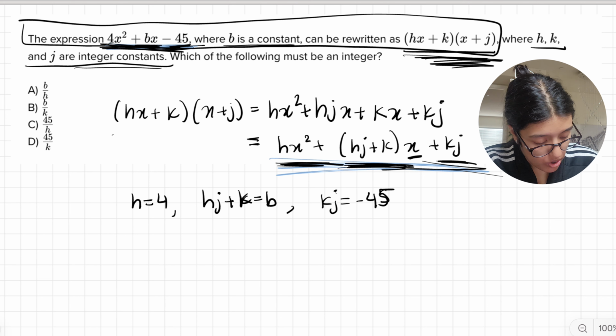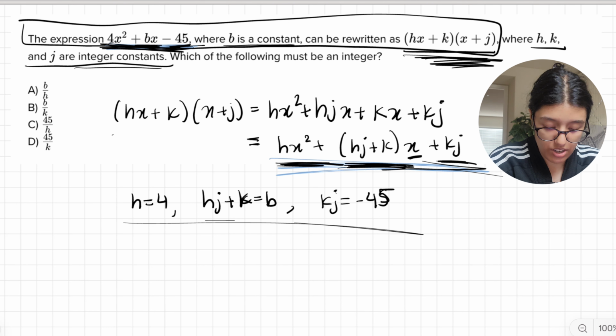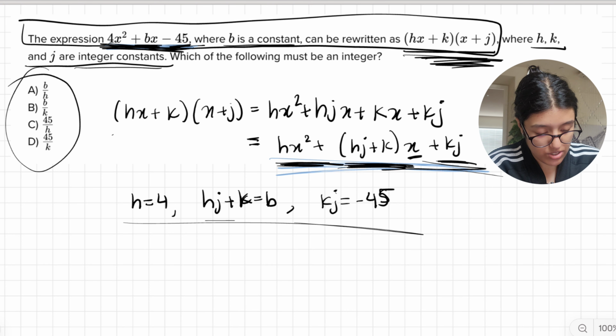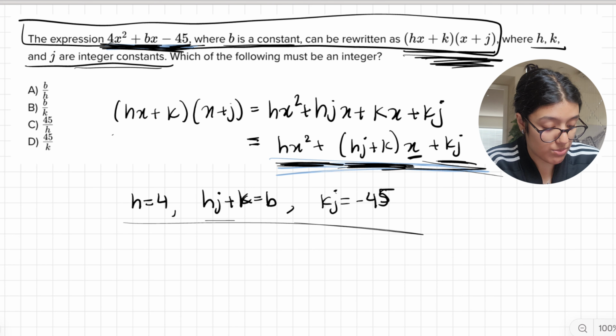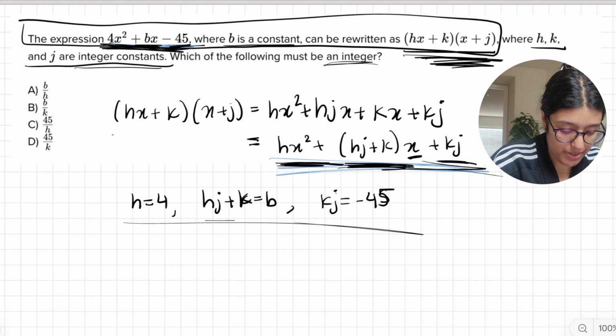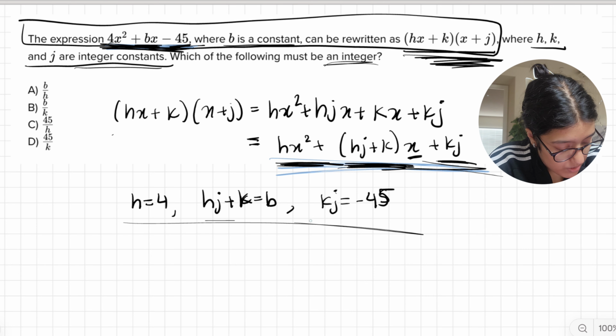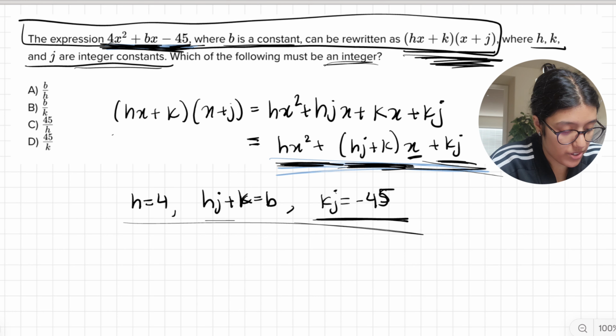So now we have all of these relations, and now we have to analyze these relations to understand what divided by what can give us a constant, which is an integer, which is what the question is asking. So we know h is equal to 4, okay? We know hj plus k is equal to b. But one thing I want to draw your attention to is this last one, kj equals minus 45.